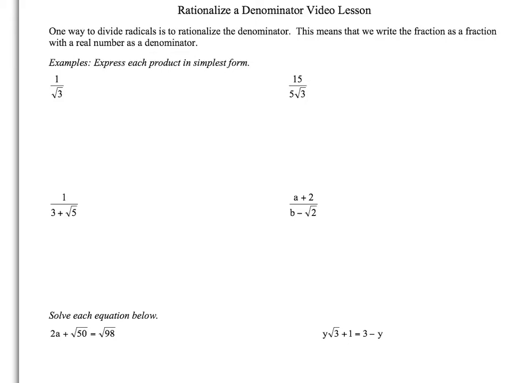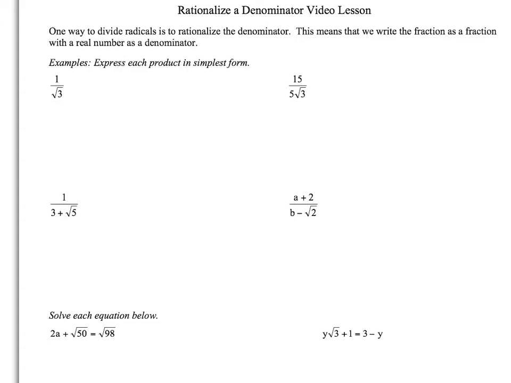If you remember a couple of days ago, I said you're not allowed to have a radical in the denominator of a problem. When that happens, what we have to end up doing is called rationalizing. It says one way to divide radicals is to rationalize the denominator. This means that we write the fraction as a fraction with a real number as the denominator as opposed to a radical.